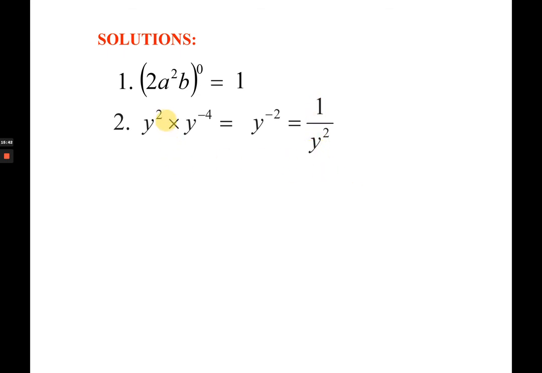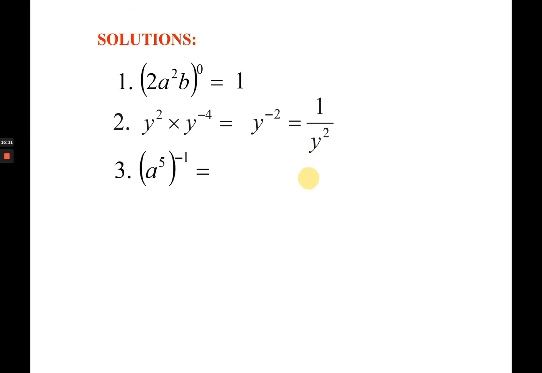What actually happened is that instead of applying the negative exponent rule, it applied the addition rule. 2 plus negative 4 is negative 2. Again, it used the very first rule, the multiplication of powers by adding. Since you have a negative here, you can write it underneath. So 1 over y squared. Okay.